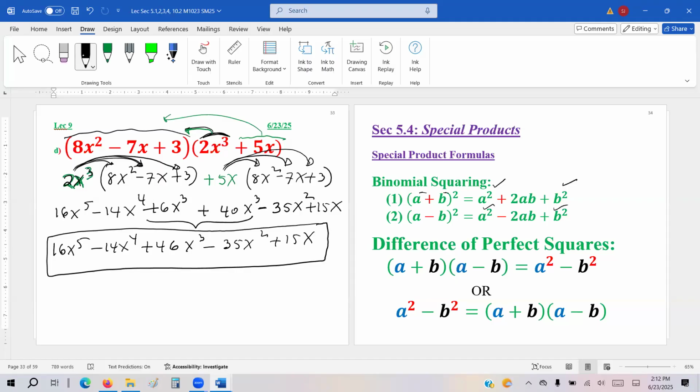Now, the last formula says, what if you have a square minus b square? It's not a minus b square, it's a square minus b square. So you have two perfect squares with a minus between them. If you have two perfect squares with a minus between them and you want to find what they give you, we call them difference of perfect squares. They give us the addition and subtraction of their bases. Our base is a here and base is b here.